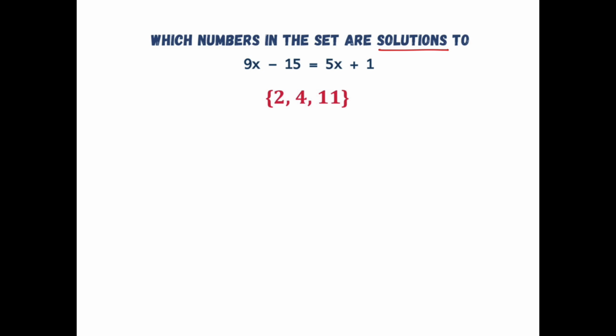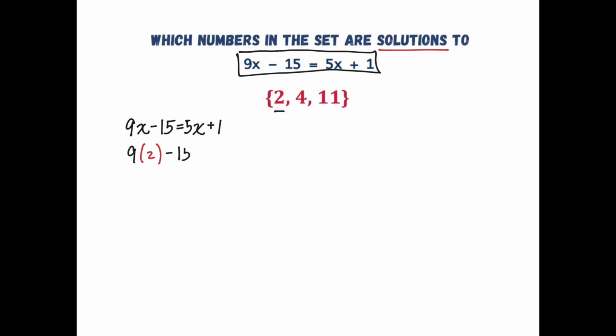Now here they're giving us multiple solutions and we have to test them. So like we were just doing, we're going to take our expression 9x minus 15 equals 5x plus 1, and we're going to test each number. So you're going to have 3 problems worked out by the end. It's important that you test all 3, even if you find the right one on the first try. So here I'm going to plug in my first number, which is 2.